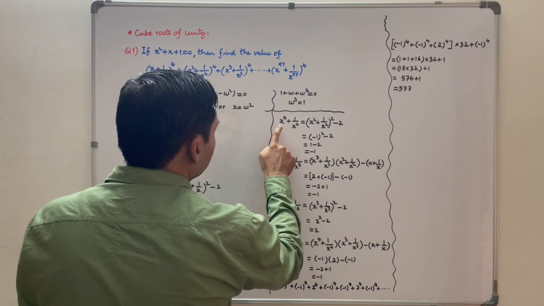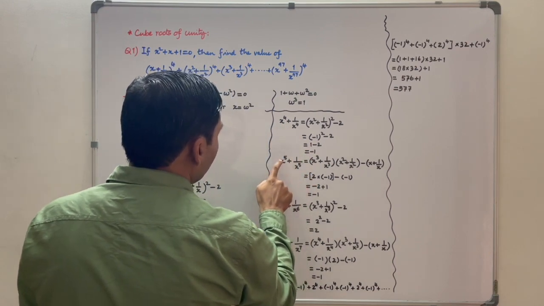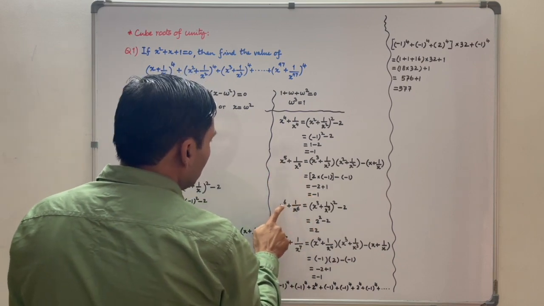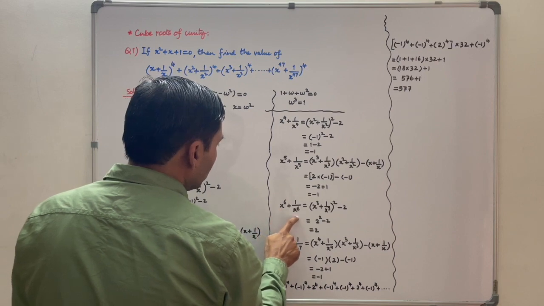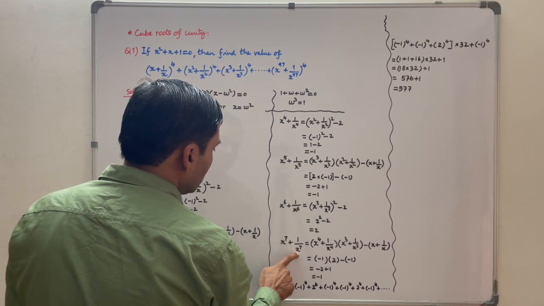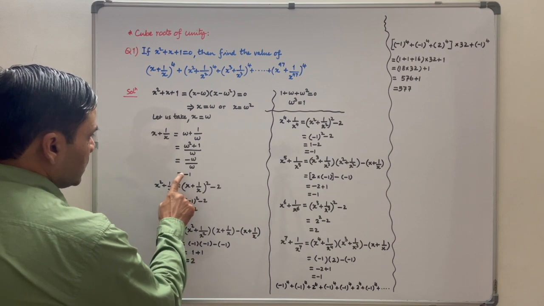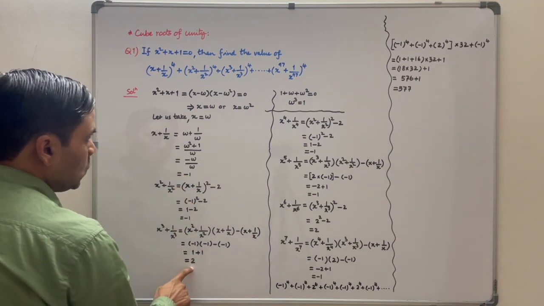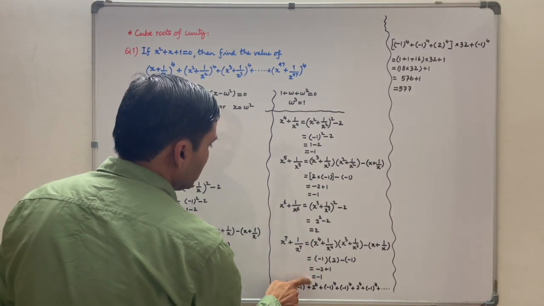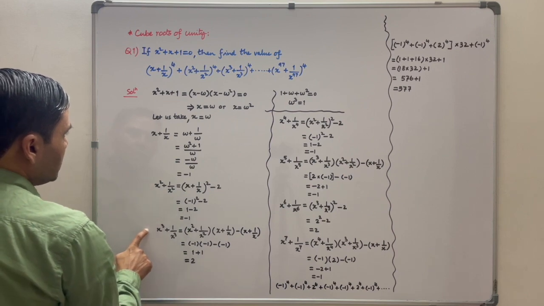Similarly, value of x to power 4 plus 1 by x to power 4 is equal to minus 1. Value of x to power 5 plus 1 by x to power 5 is equal to minus 1. Value of x to power 6 plus 1 by x to power 6 is equal to 2. And value of x to power 7 plus 1 by x to power 7 is equal to minus 1. We see a repeating pattern here. Minus 1, 2, minus 1, 2, then again minus 1, 2. So value is repeating after every 3 terms.